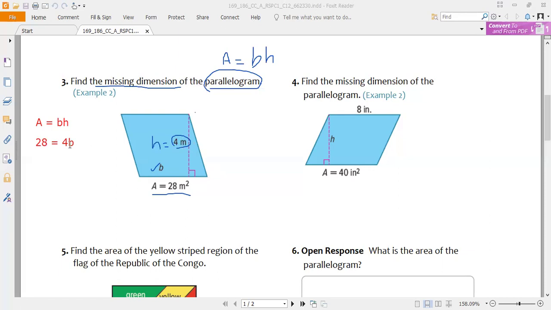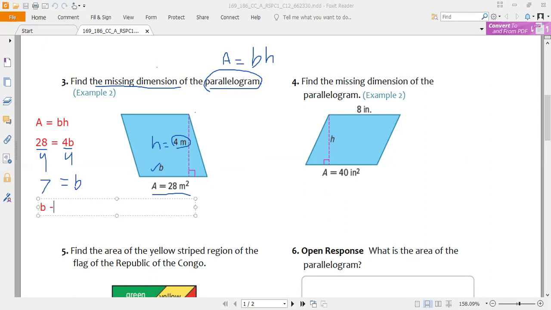Now we want to find the base b, but there is a number 4 multiplying with b, so we will apply the inverse rules to cancel this 4. So we will divide both sides by 4. Now 4 divided by 4 will give us 1. So b will be equal to 28 divided by 4, which is 7. Okay, after writing that we have to write the unit.